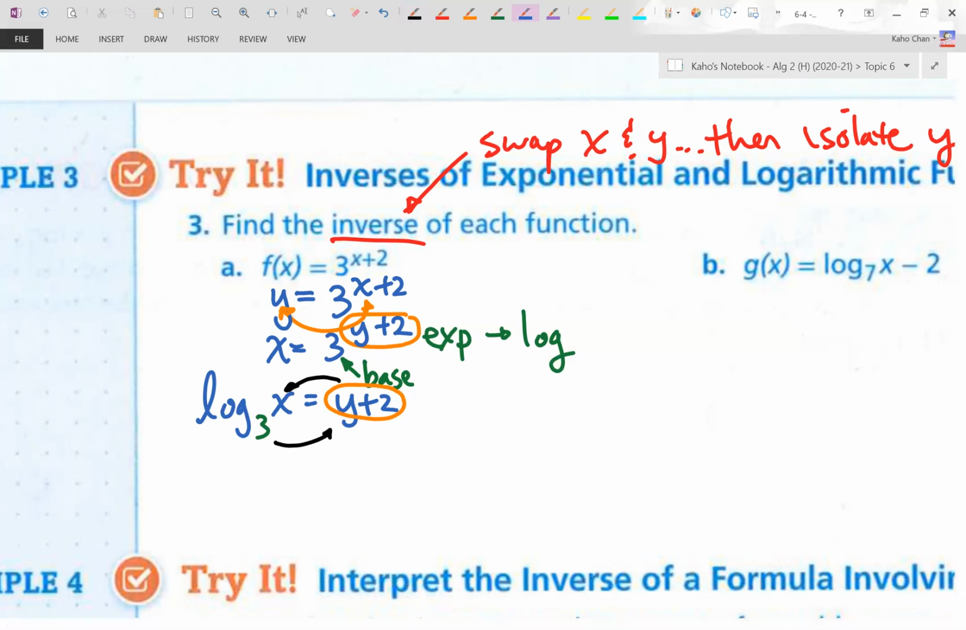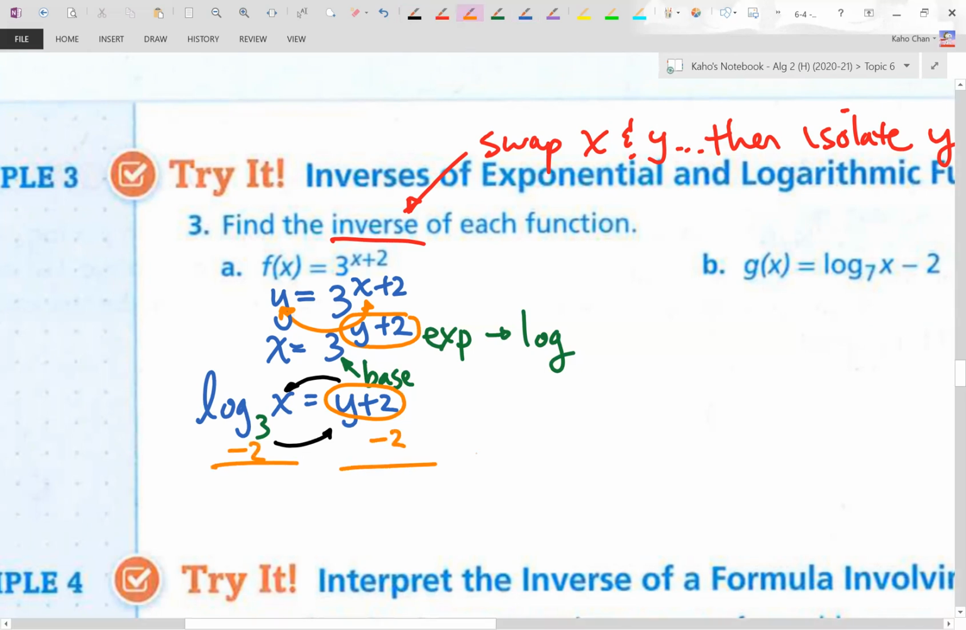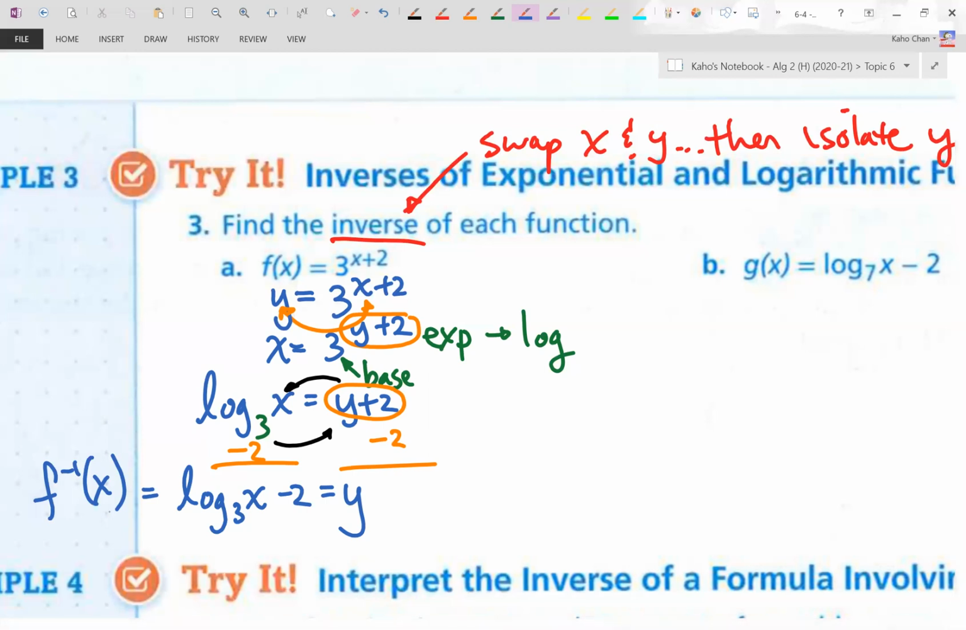Almost done. I have to isolate y. Let's subtract 2 from both sides. Now be very, very careful here. y equals log base 3 of x minus 2. That minus 2 is not part of the x, so there are no parentheses. There it is, and there's your equation. Now officially, we're going to use inverse notation to represent the inverse. So instead of y equals, we'll use f inverse of x equals. And there's my equation, yay.